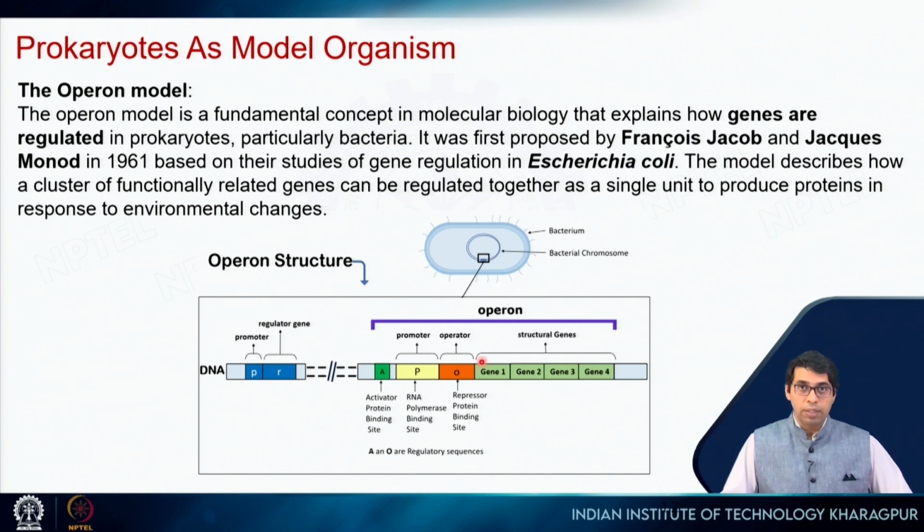So, this particular system where consecutive genes are regulated by a single promoter is called an operon, and it is found only in prokaryotes. So, this system was discovered in E. coli.